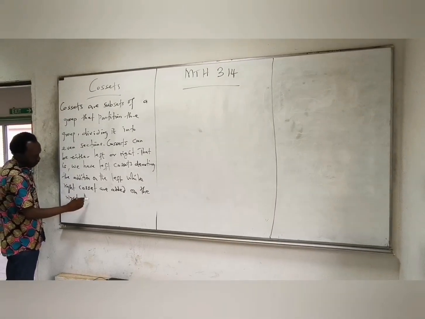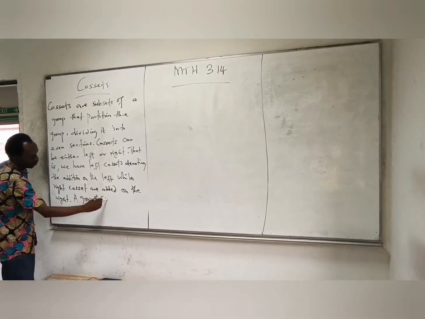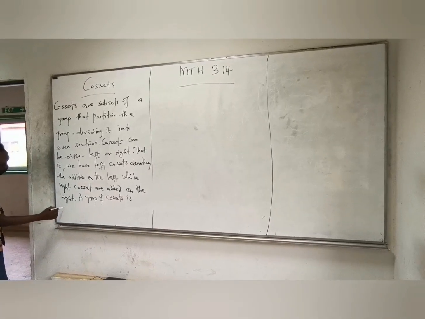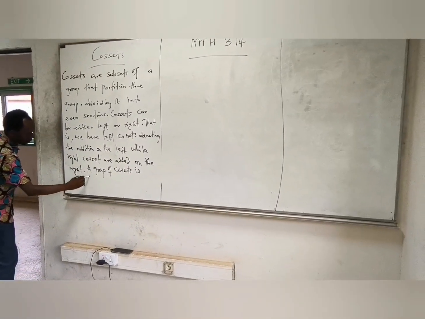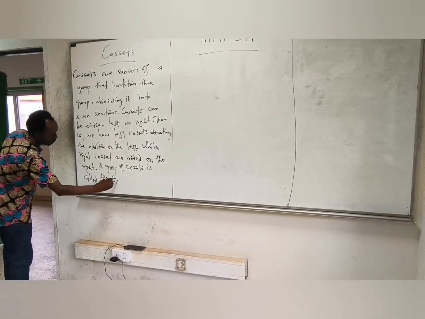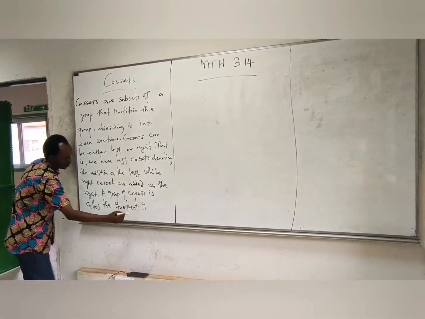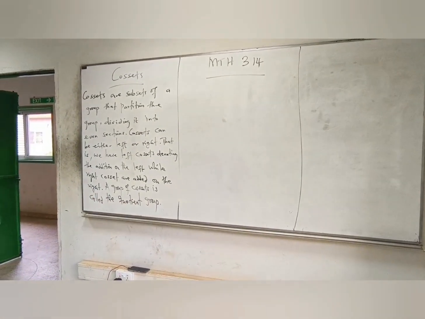A group of cosets is called the quotient group. It's called a quotient group.